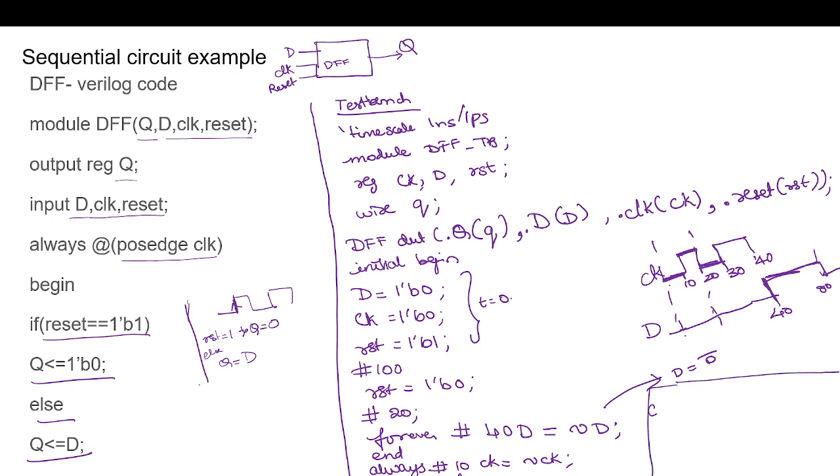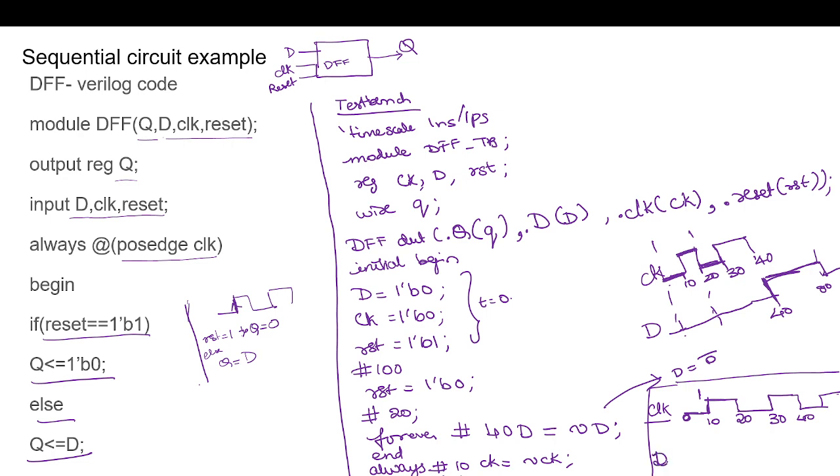So first, initially let us draw the clock. Clock is 0 at time t equal to 0. So at 0 it is 0. After a delay of 10, it should go to clock bar. So it will go to logic 1 at 10. Again it should complement after 10, at 20 it will complement. Again at 30 it will go to 1. Again at 40 it will complement. And this will be repeating.